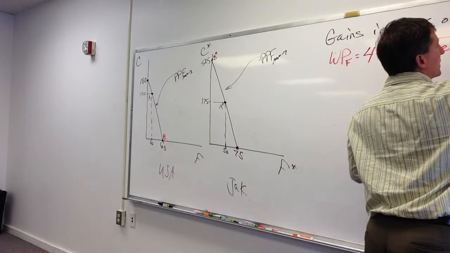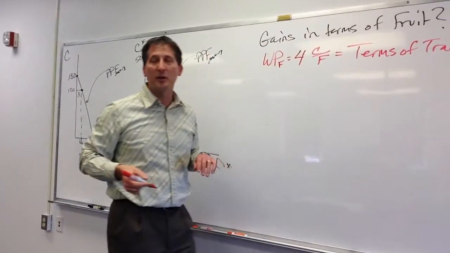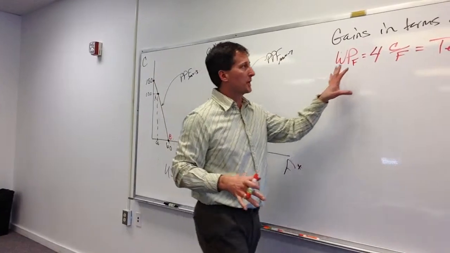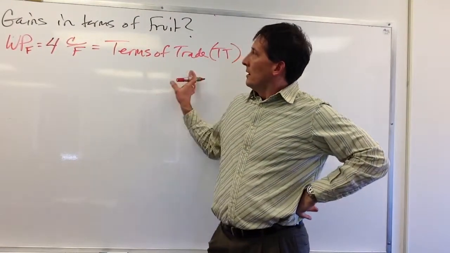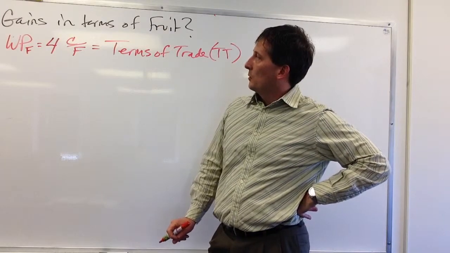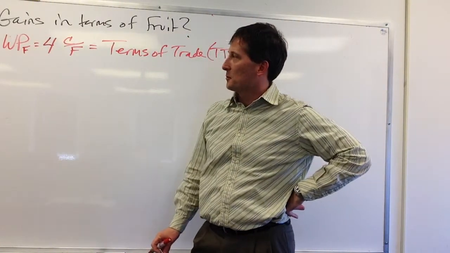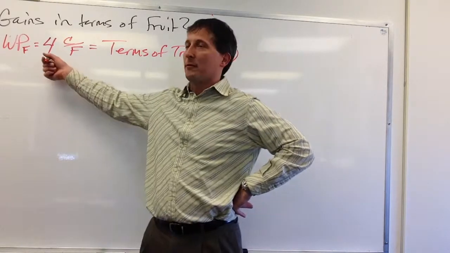Your textbook uses the abbreviation TT, so we'll use those interchangeably. Terms of trade or the world price. This one gives you a little bit more detail. You need to think of things in prices, but either way. How did we get the 4?